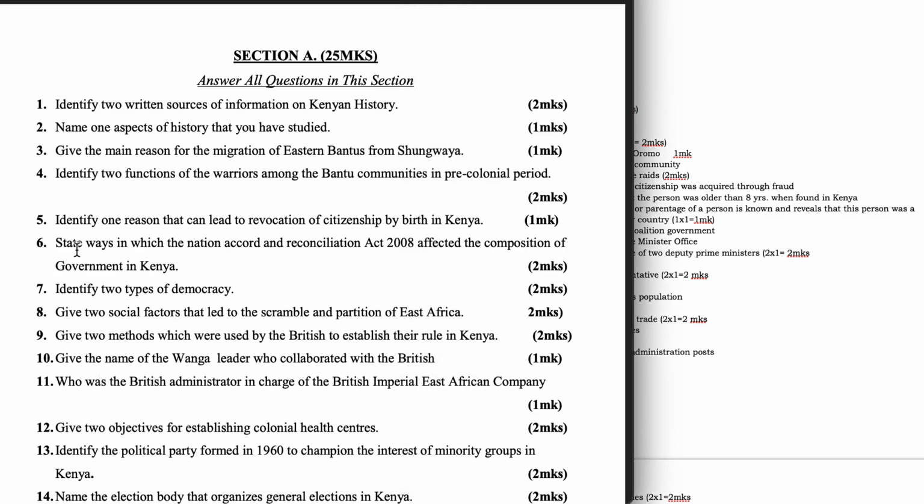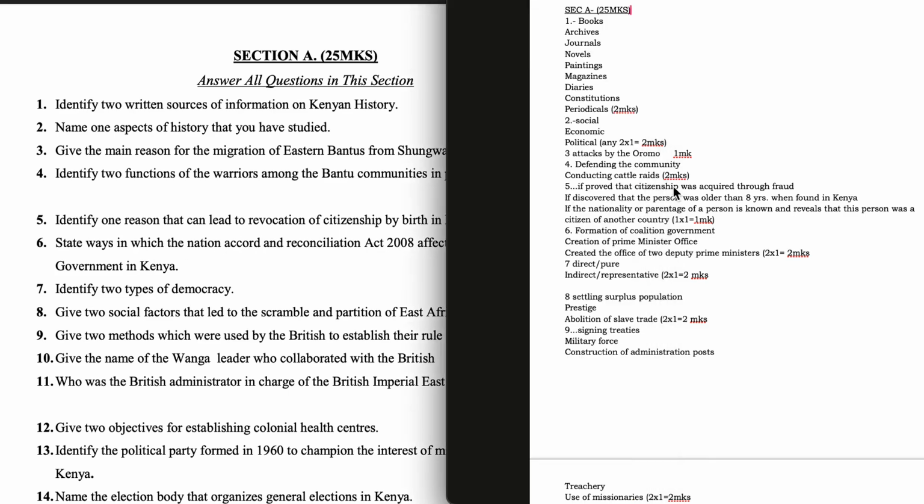Question 6. State ways in which the National Accord and Reconciliation Act of 2008 affected the composition of government in Kenya. Formation of coalition government. Creation of the Prime Minister's Office. Created the office of 2 Deputy Prime Ministers.